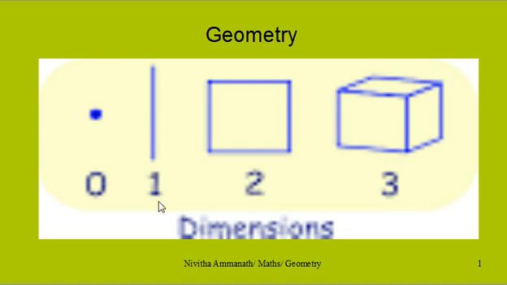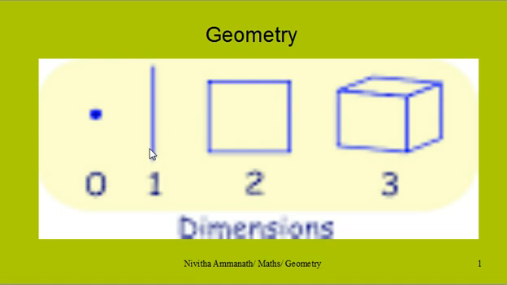Then we have a line segment. A line segment is the distance between 2 points. It has 2 endpoints. It has a definite length and it has no breadth or thickness. This is from here to here. There is no breadth or thickness for a line segment. It is just what we call a hairline. It has 2 endpoints and a definite length. That is called a line segment.